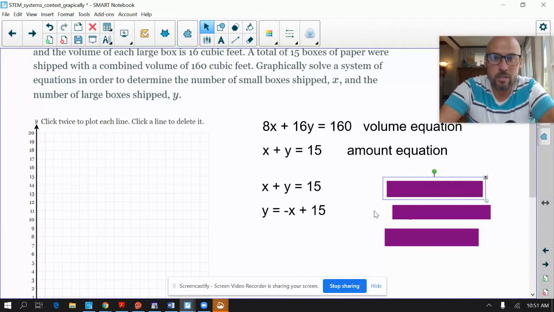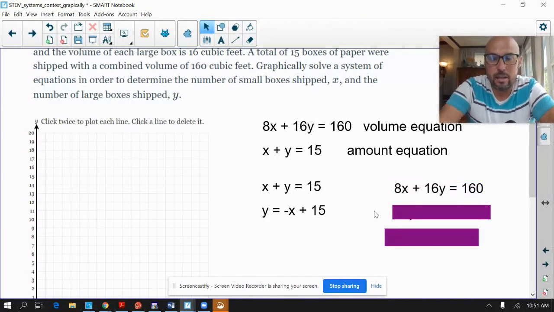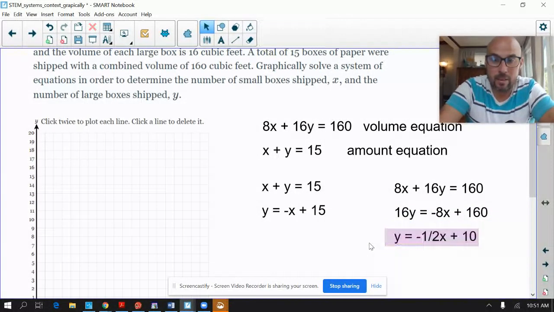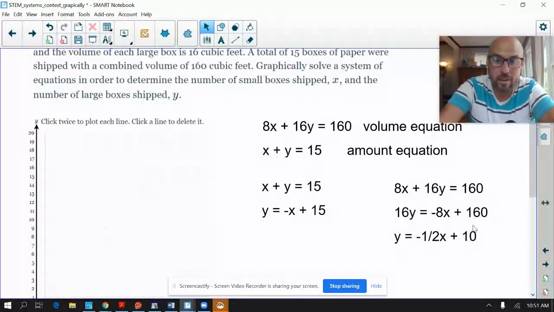The other equation is 8x plus 16y equals 160. I want to solve for y, so I subtract 8x. I divide everything by 16. So this negative 8 becomes negative 1/2, and 160 becomes 10. Here the slope is negative 1/2.